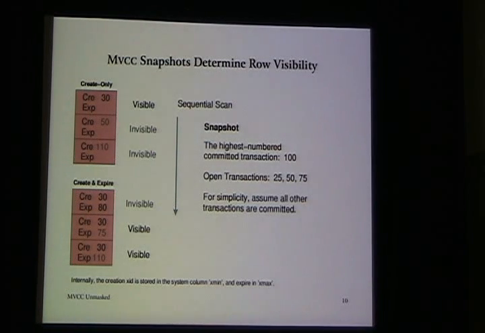Next one, different. This one was created by transaction 50. Now you might remember transaction 50 was one of the transactions that was running at the time I took my snapshot. So I don't care what happened after I took my snapshot. I don't care if it committed or aborted after I took my snapshot. The fact is it wasn't done when I took my snapshot, so I can't see what it inserted.